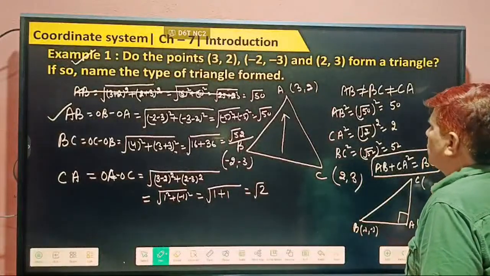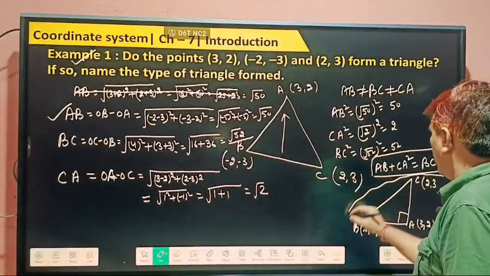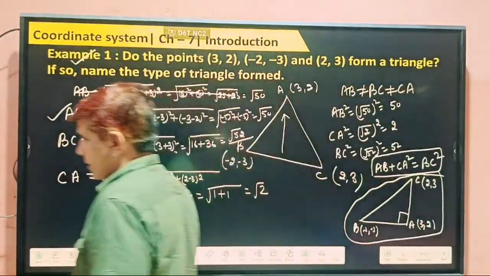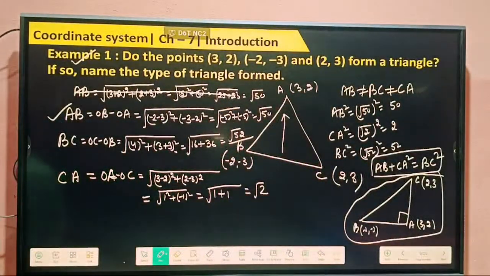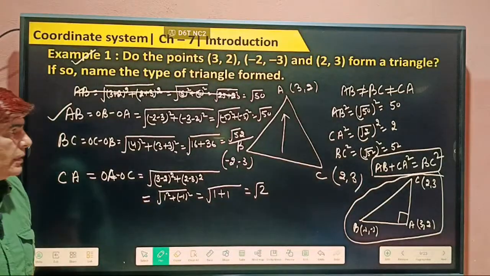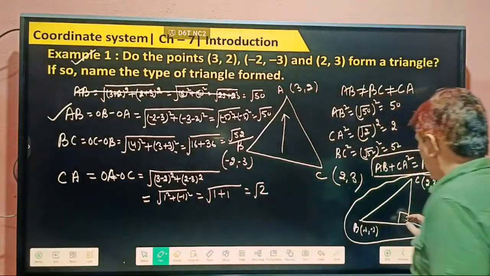What are the coordinates of C? 2, 3. So what type of triangle is this? This is a right angle triangle. Find out the distance between them, and if you can find it, then what's coming? It becomes a right angle triangle. Got it or not? It is a right angle triangle. Right angle at where? A.